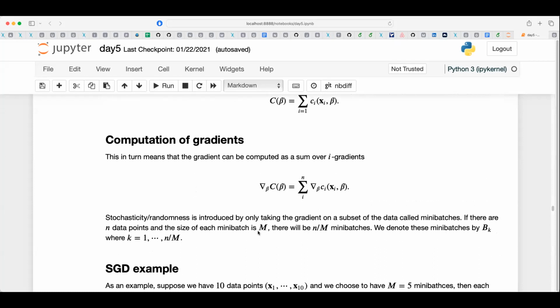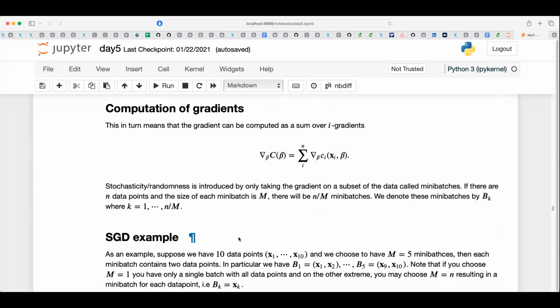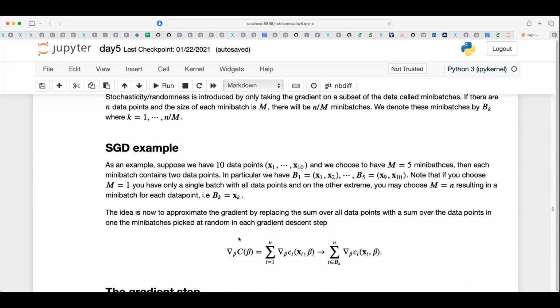So as I said, you have a mini batch size M, and in total there will be N divided by M mini batches. And that means that each batch, which is labeled by B_k, contains now a certain number of points. So if you look at the case here, if you have 10 data points, and then you choose to have 5 mini batches, then each one will contain, if you now organize them sequentially, but you can organize them randomly if you want to, X1, X2, up to X9 and X10.